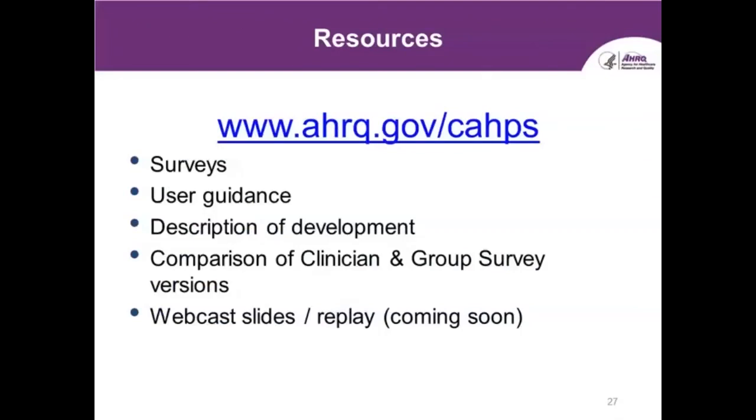www.ahrq.gov/CAHPS. There you will find a wealth of information, including surveys, user guidance that I referred to, including information about sampling and data collection, all sorts of things. A description of the development, so detailing how the CAHPS Consortium walked through the steps in developing both the 4.0 visit survey as well as the 3.0 and back further from there. It provides a comparison of the Clinician and Group Survey versions, so the 4.0 visit versus the 3.0. And as I said, this webcast replay and the slides from this webcast will also be coming soon to that website.